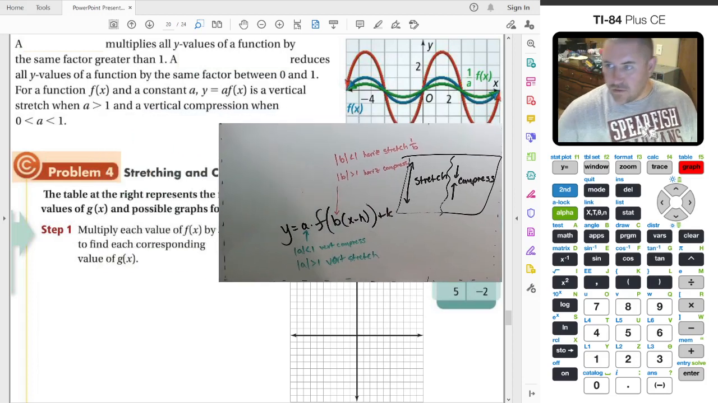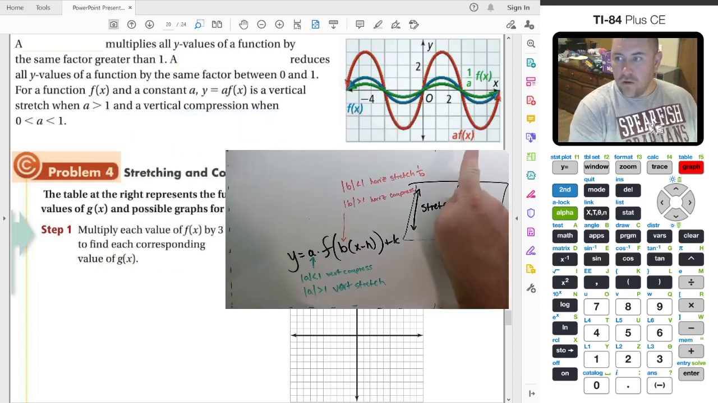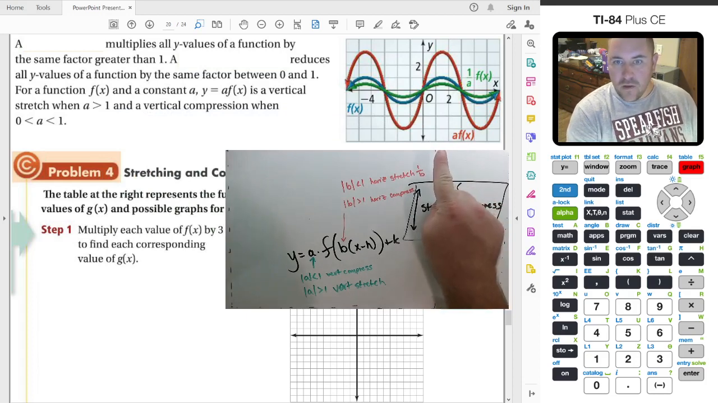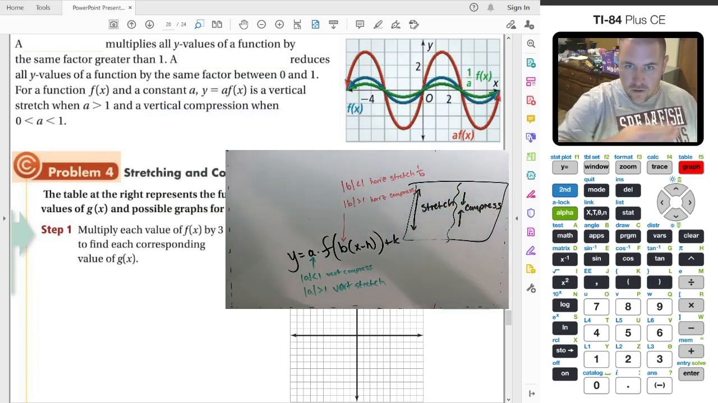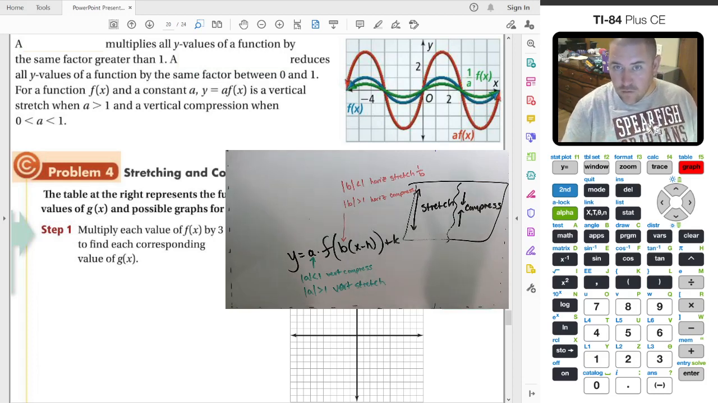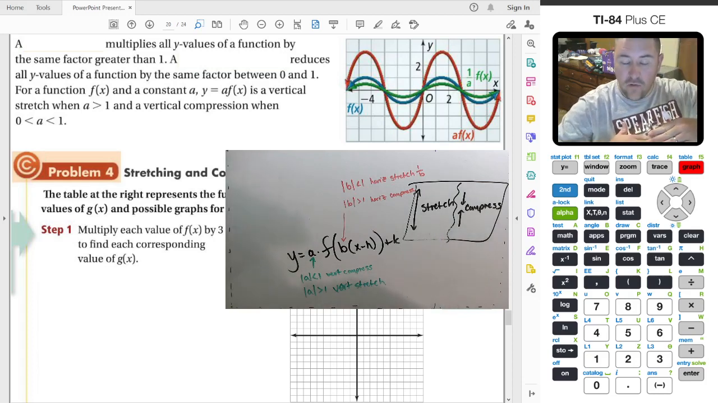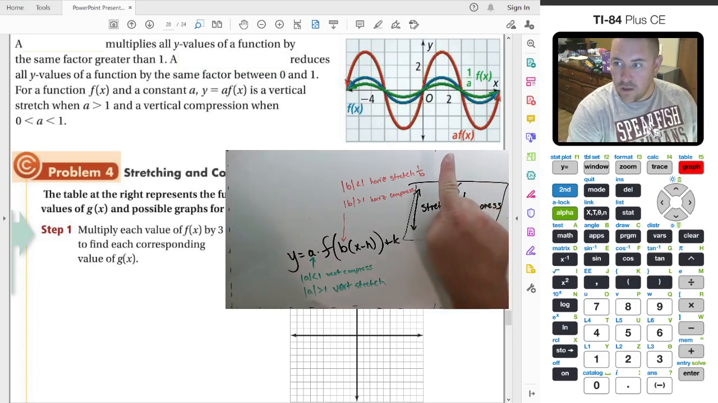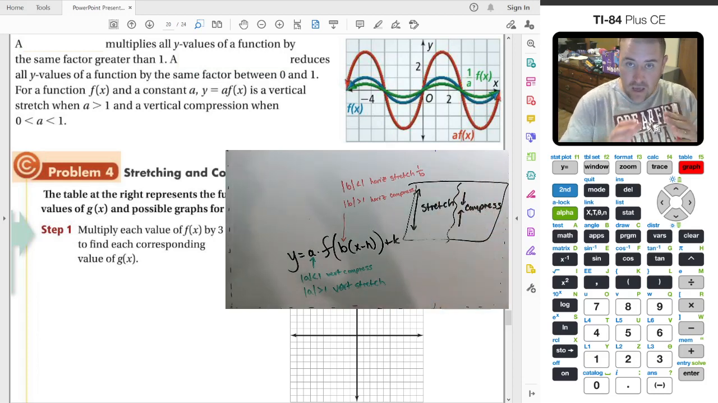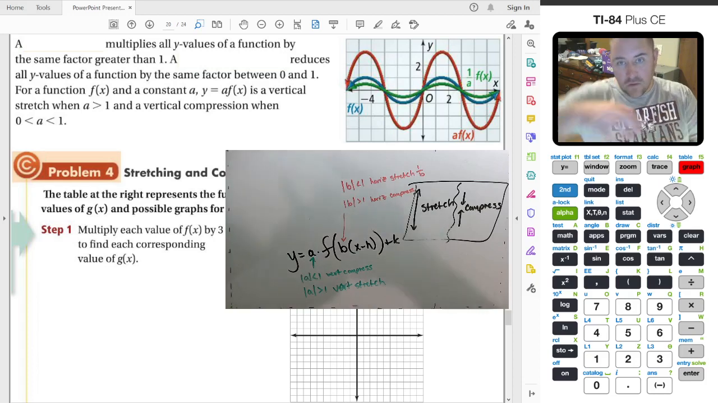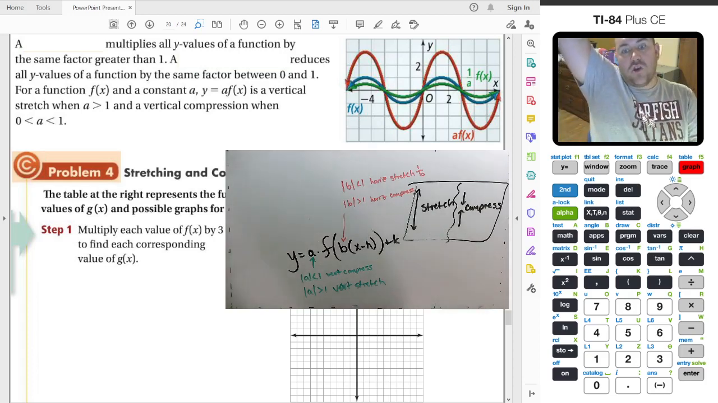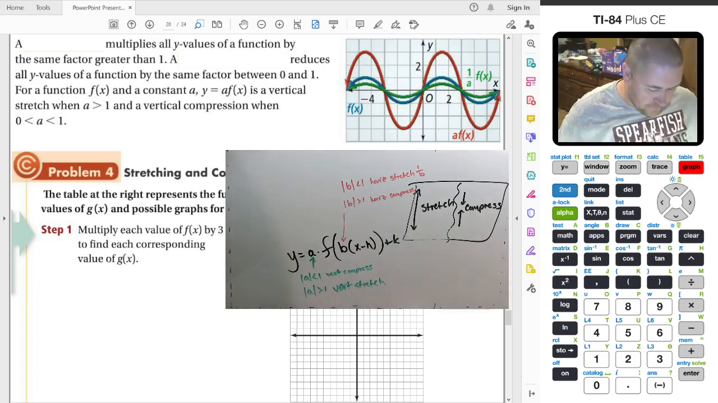You notice right up here, they took that sine wave, and if I put a 1 over a in front, a fraction smaller than 1, then it compressed. Someone sat on the wave. If they have an a in front of it that's greater than 1, well, it's going to take that wave and stretch it out, make it 3 times bigger.